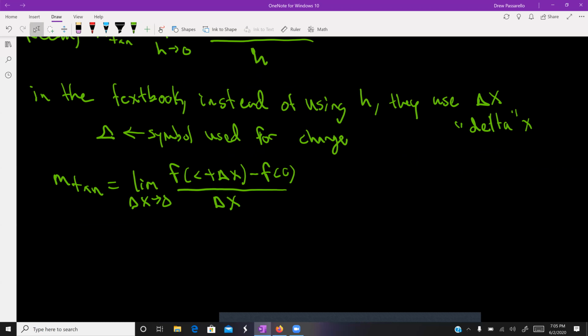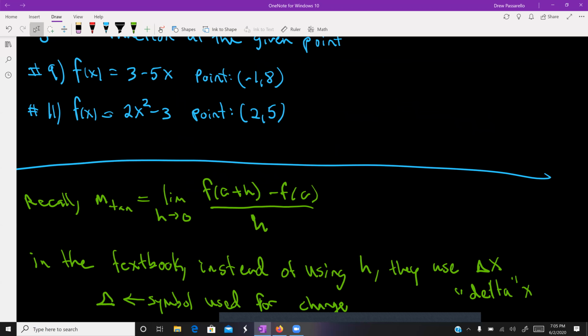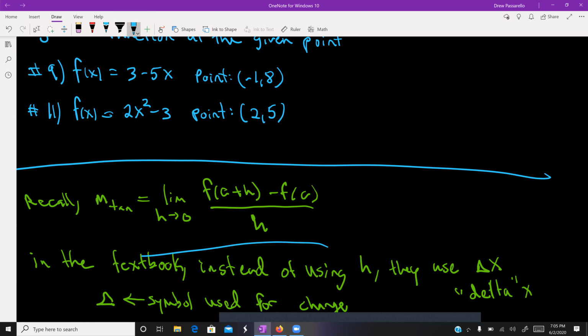That's what they use in the textbook. I'm just using h in place of this change in x, and that's just a choice as far as when I work out the problem. It's less annoying to just write it as h instead of delta x. So I'm going to be using h in that place. This is what I need to find, the slope of the tangent line.